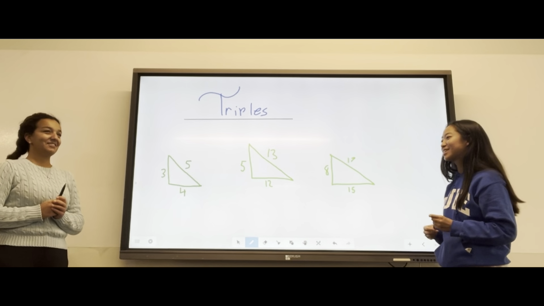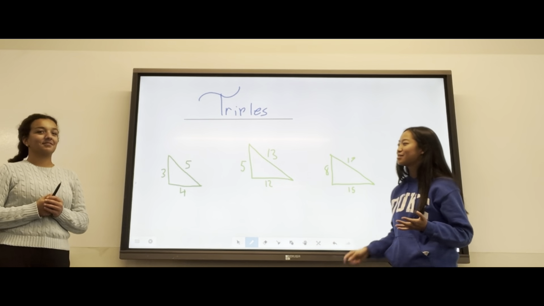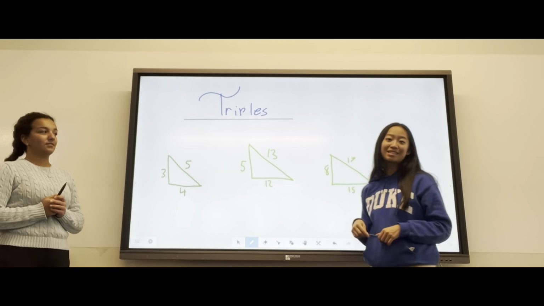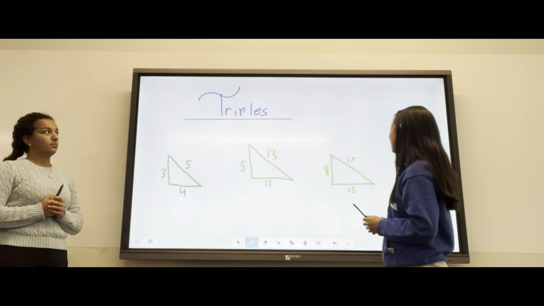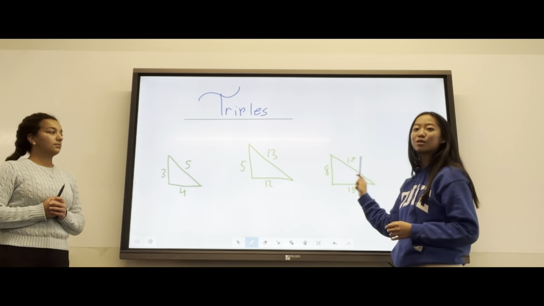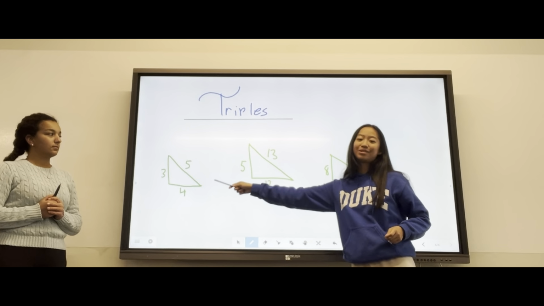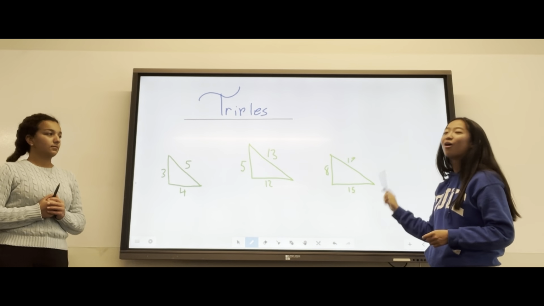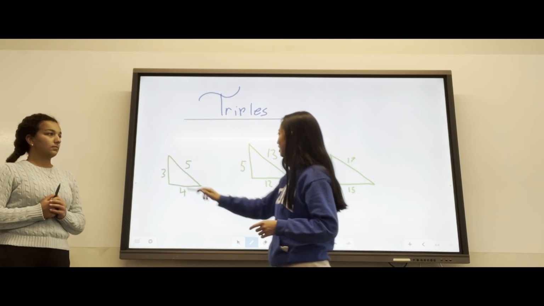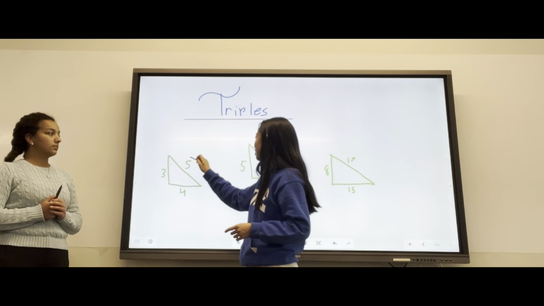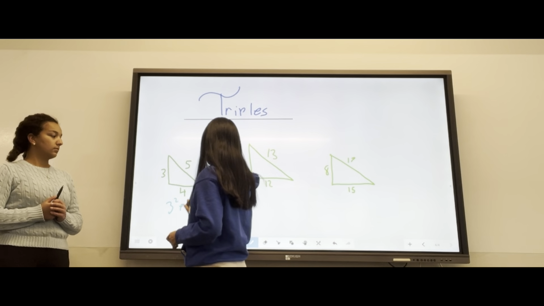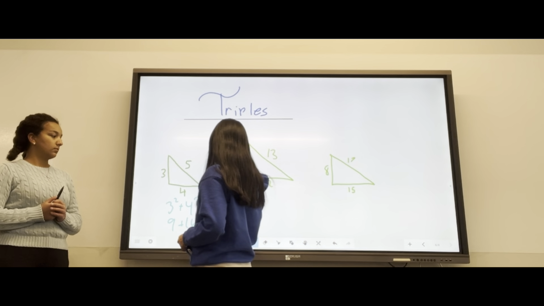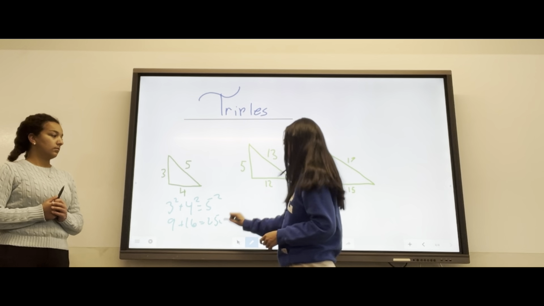As you've seen previously in the first example, all legs happen to be whole numbers, and that's not always the case. In fact, it's not the case most of the time. But these are 3 triangles that are special because all their legs and the hypotenuse are whole numbers. So this Pythagorean triple is a 3, 4, 5 triangle, and to prove that, we just say 3 squared plus 4 squared equals 5 squared. So 9 plus 16 equals 25, and that is true.